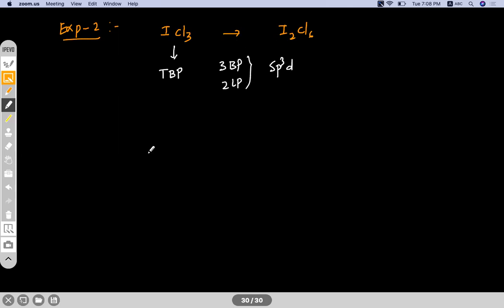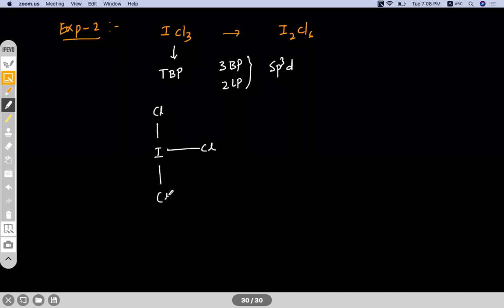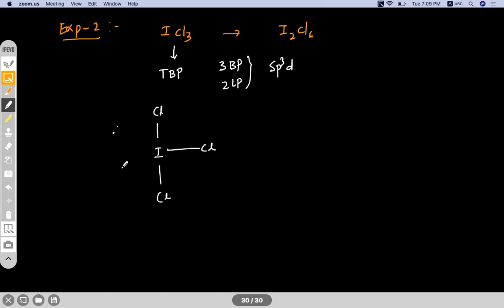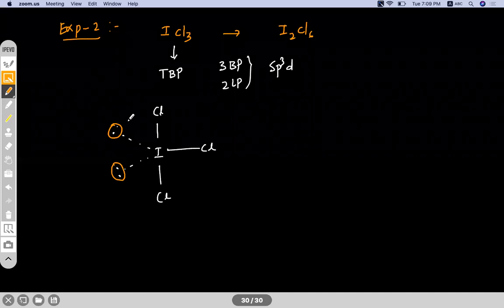Now, because of its hybridization, the structure of ICl3 is this. Chlorine here, chlorine here, chlorine here. At this corner, we have one lone pair. At this corner, we have another lone pair. So this is the bonding we have, trigonal bipyramidal. Okay, this is a lone pair of electrons, lone pair and lone pair. So here we have lone pair repulsion at this equatorial position. Now when it dimerizes, it shows three center four electron bonding, and the structure will go like this.